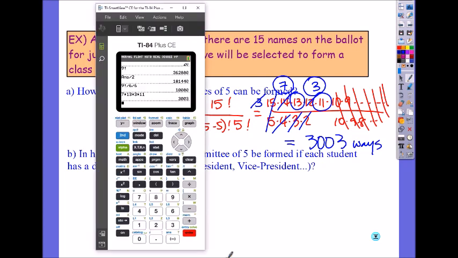So let's just use a calculator to do 15 choosing 5. 15, math, probability. Now it's 3,003. You got 3,003 ways? Yes. How? Wasn't it 3 times 7 times 13 times 3? 7 times 13 times 3 times 11. Oh, times 11. Yeah. So you see how you can easily use the combination?